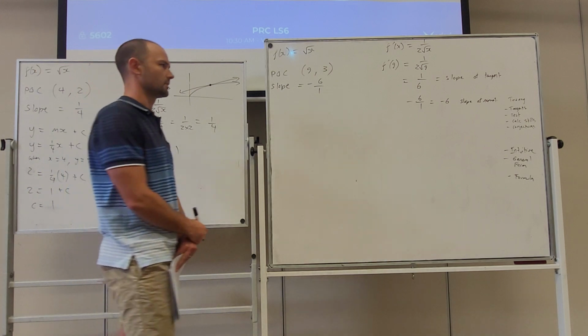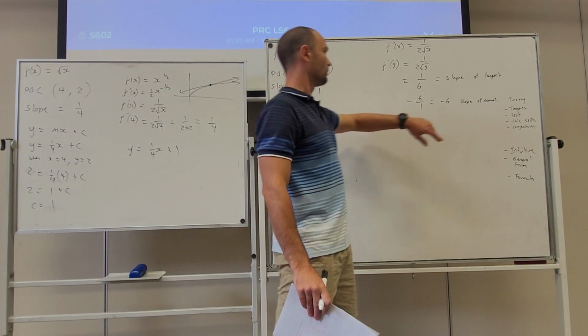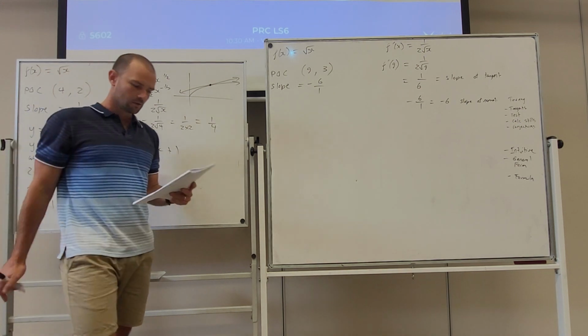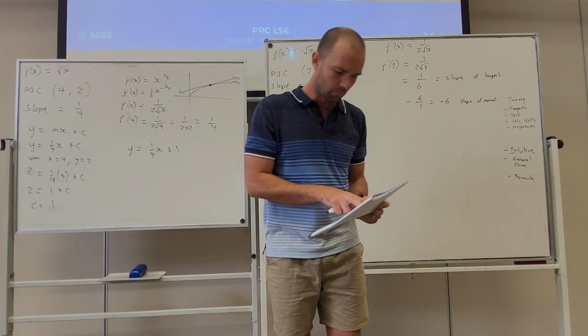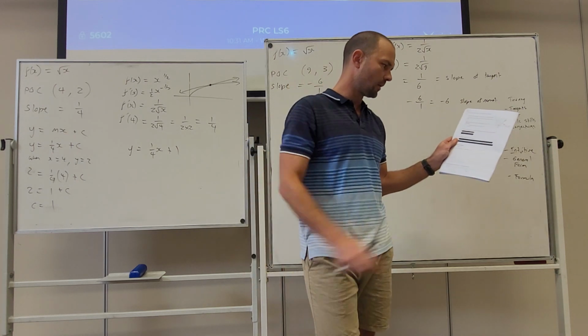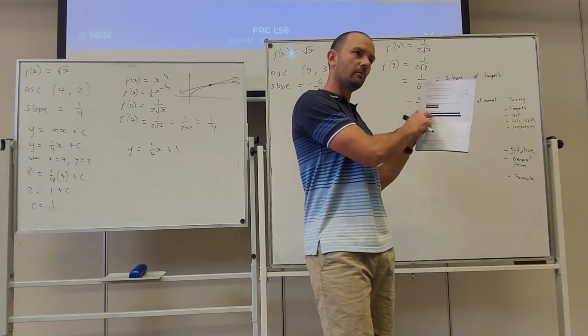Okay, minus 6 on top of 1 is the slope of the normal. We've got the point of contact, we've got the slope, we're ready to crunch it. So, if you haven't done general form before, it's going to be absolutely fine. Have a look basically in the middle of page 22 to express in general form.